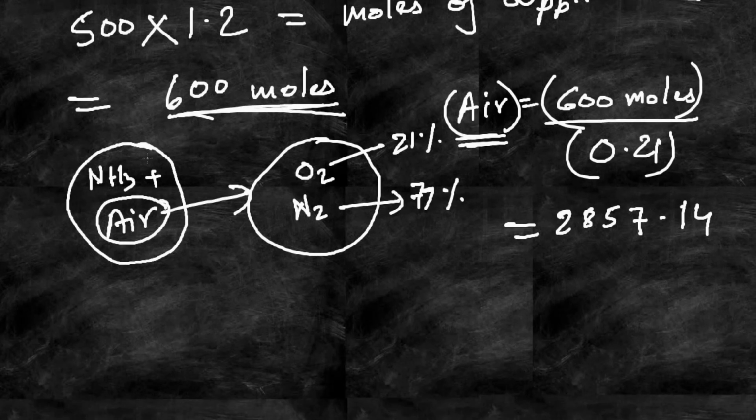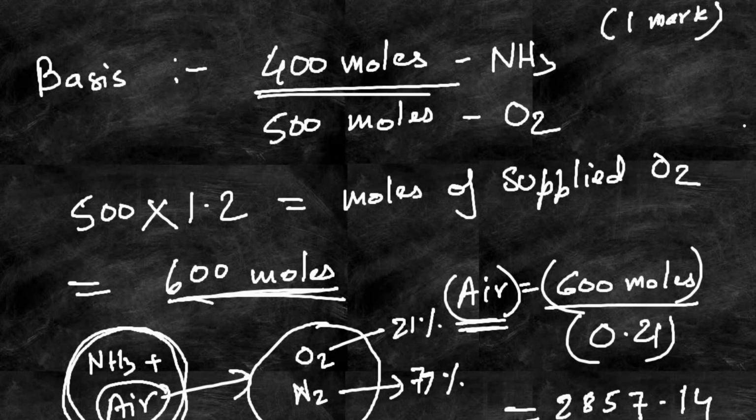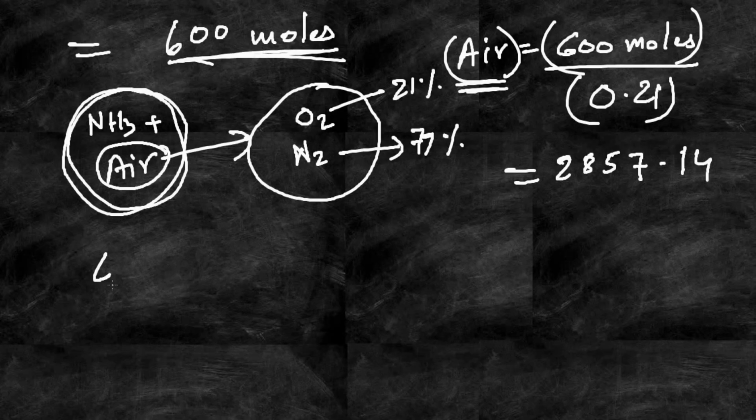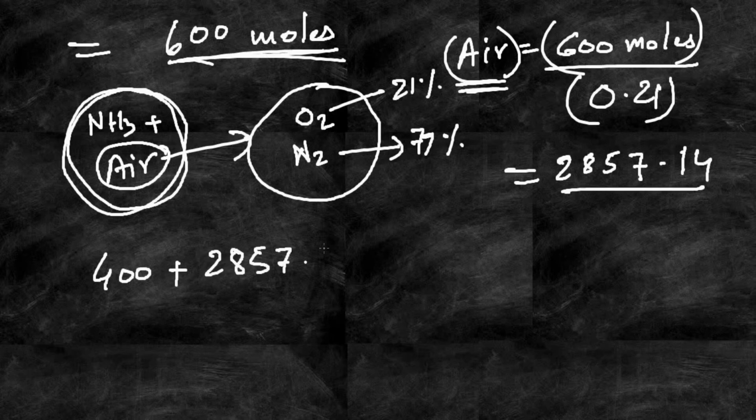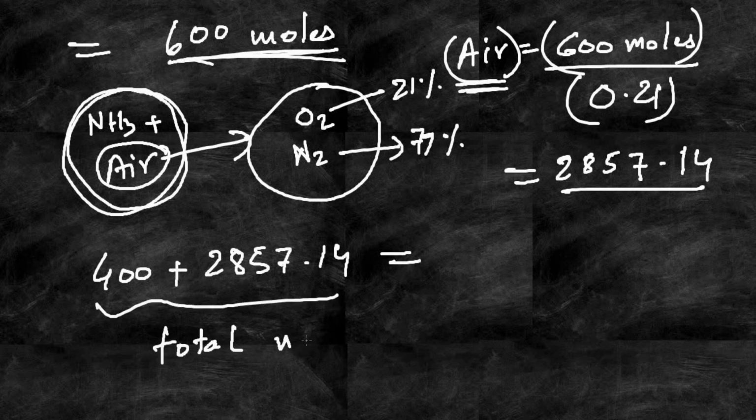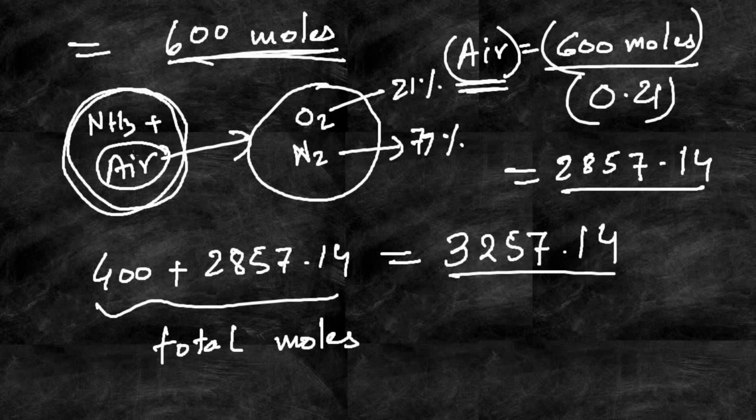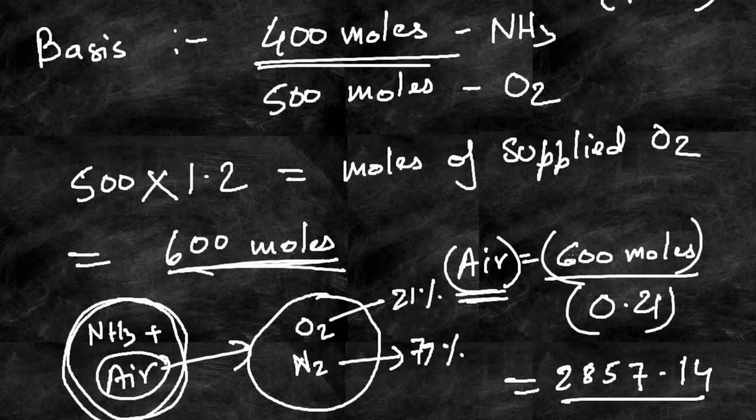So now I know that in this inlet feed, the ammonia is 400 moles. Let me write this down. The ammonia is 400 moles and the amount of air is 2857.14 moles. So the total moles which has been fed is equal to 3257.14. So this is the total moles of feed, that is ammonia plus air. Now the amount of oxygen in this is 600.